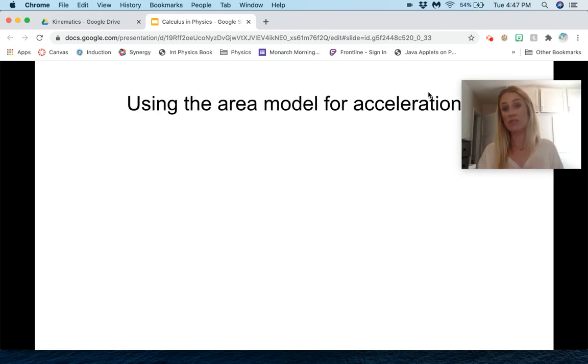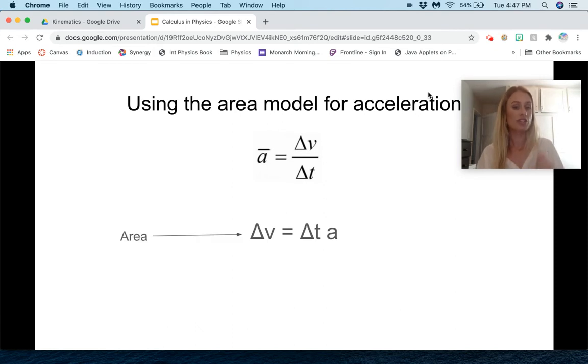We can also do this with acceleration. I know average acceleration is equal to change in velocity over time. Rearranging this equation, we get our change in velocity is equal to time times acceleration, where change in velocity is the area, the delta t, or change in time, is the base, and acceleration is the height.